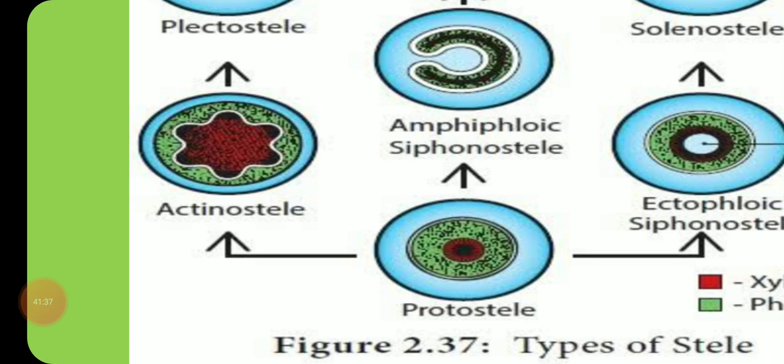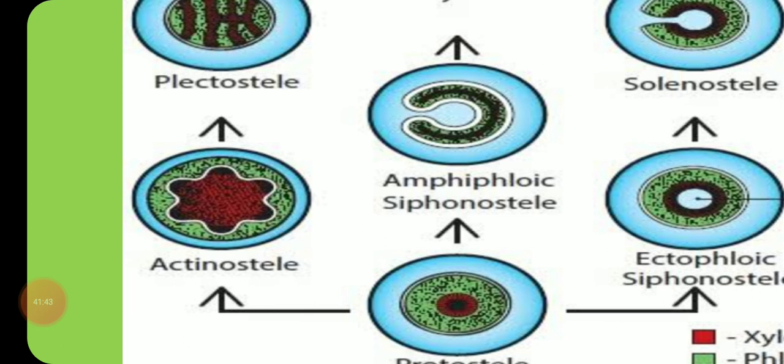And then actinostele has star-shaped xylem. See the pictures: star-shaped xylem is present in the center, and the phloem is around it. That is called actinostele. Example, Lycopodium serratum.